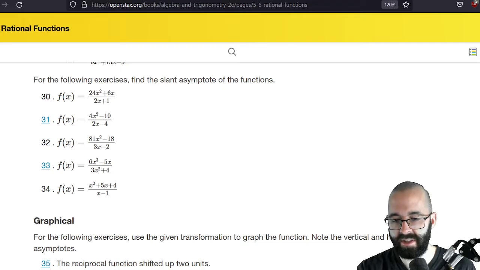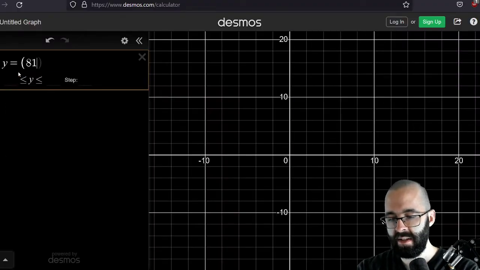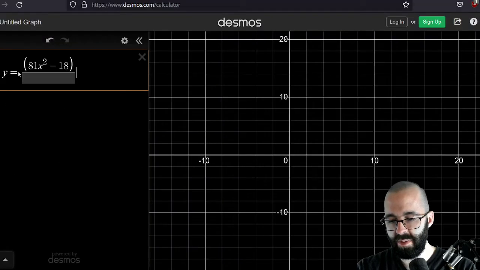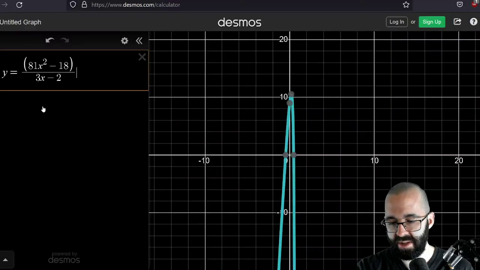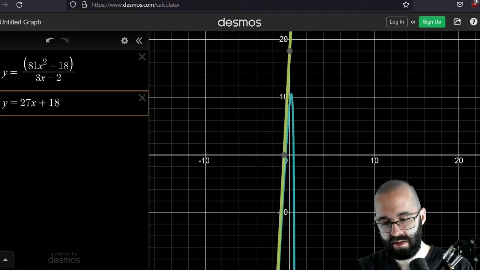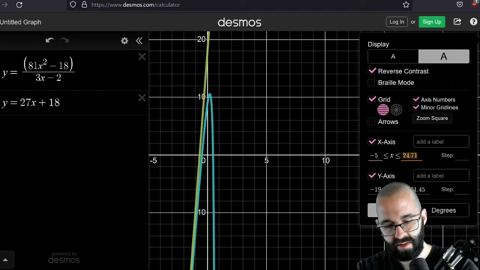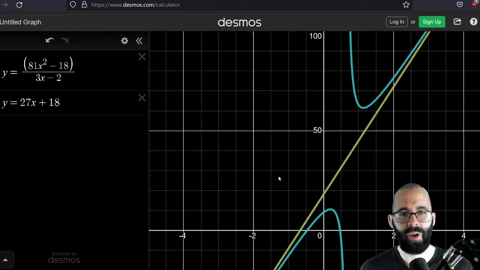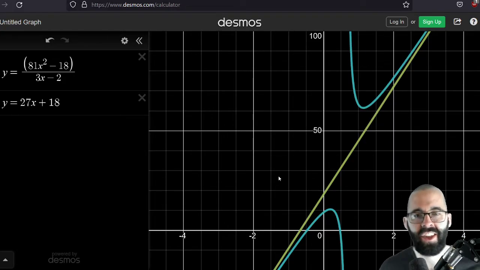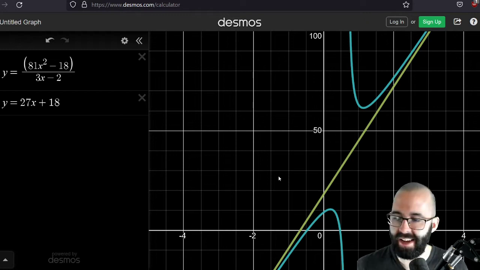Let's check our answer, especially on something like this. Our function is 81x² minus 18, we're dividing by 3x minus 2. And we claim that our slant asymptote is y equals 27x plus 18. All right, so again, we're going to have to change our scale a little bit. Let's zoom in on the x region and then zoom up a little bit on the y's. Oh, that looks nice. You can see that they're approaching that line. And in the middle, it's kind of behaving like 1 over x, but at the ends, it's approaching those lines.